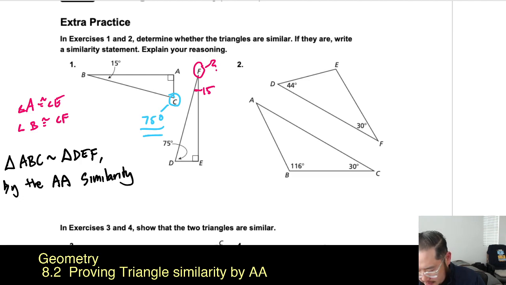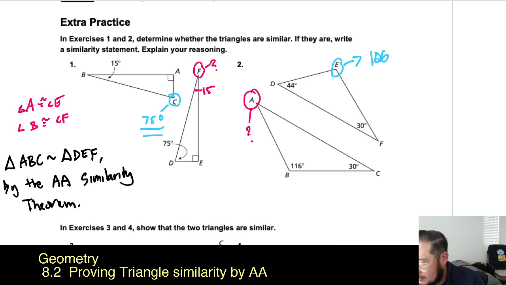That happens to be 180 minus 44 minus 30, and that gets us 106. So we take a look right here. I'm looking at angle E and angle B. They're not congruent. Just in case, maybe the two angles that are congruent involve angle A. If I take a look right here, angle A, what does that equal? We take 180 minus 116 minus 30, put that all together, and this happens to be 34.